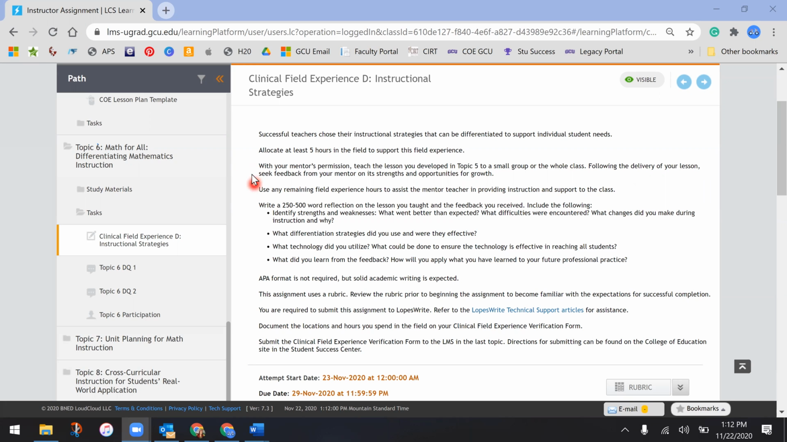Just make sure that you spend some time with your mentor so you can find out what you are doing well and areas that you can grow. For the rest of those hours, you can assist the mentor with supporting the class. For your write-up, I did create a template, and on the template, we'll go over each of these parts. So let's take a look at that.